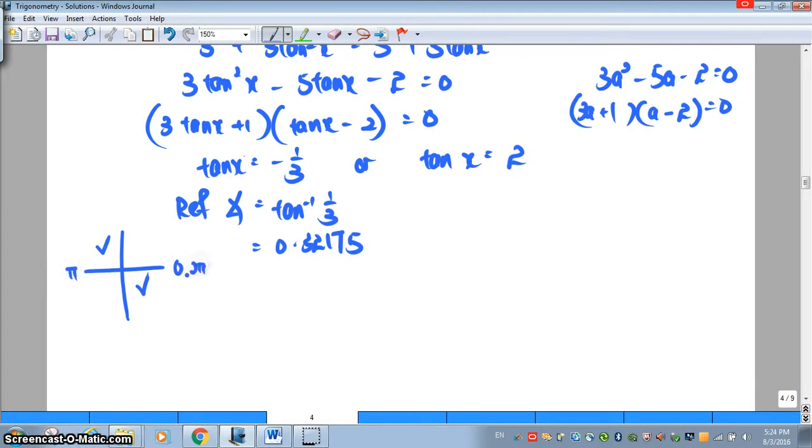So if it lies in the second quadrant, it must be pi minus the reference angle. So I take pi minus the reference angle. If it lies in the last quadrant, 2 pi minus the reference angle.